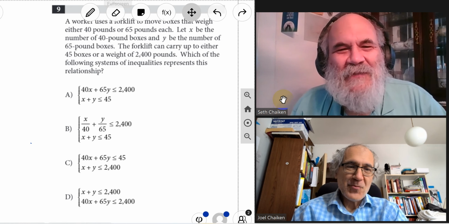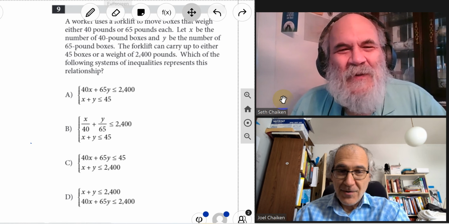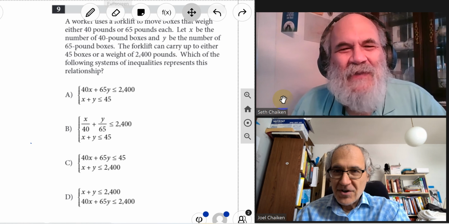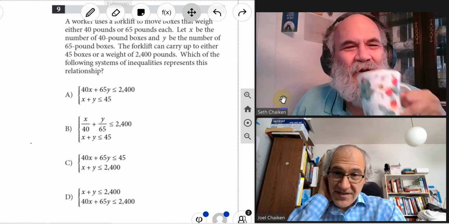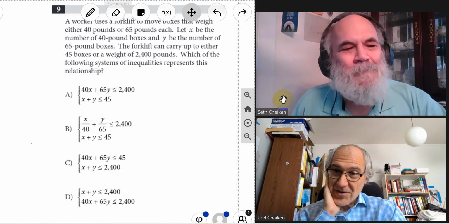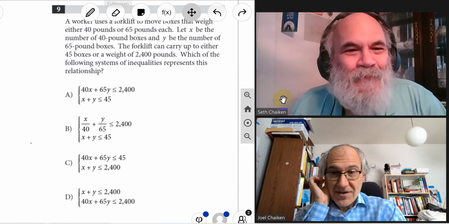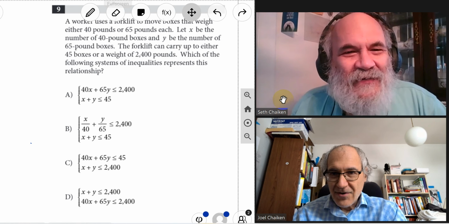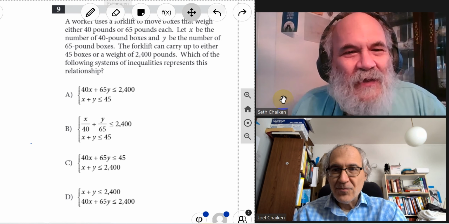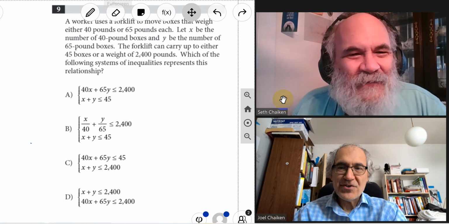It obviously is a word problem, and it looks like there are inequalities involved. So a worker uses a forklift to move boxes that weigh either 40 or 65 pounds each. Let X be the number of 40-pound boxes and Y be the number of 65-pound boxes. The forklift can carry up to either 45 boxes or a weight of 2,400.